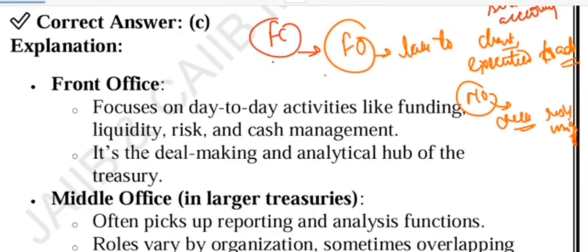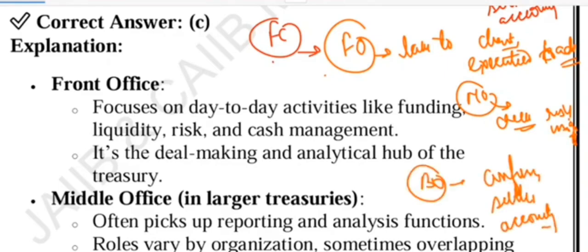And what will the back office do? Back office will confirm the deal. Back office will settle the money. Settlement is done here, and accounting work is done by the back office. So this is the clear bifurcation of the roles performed by all these three offices.